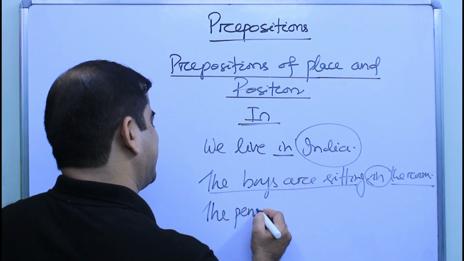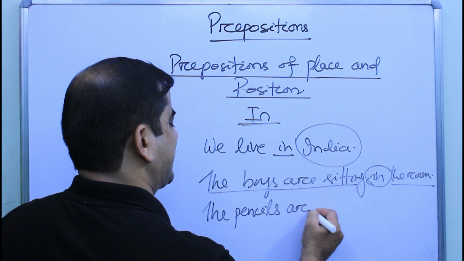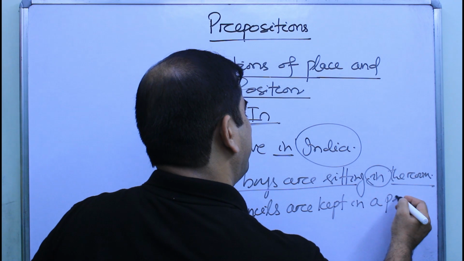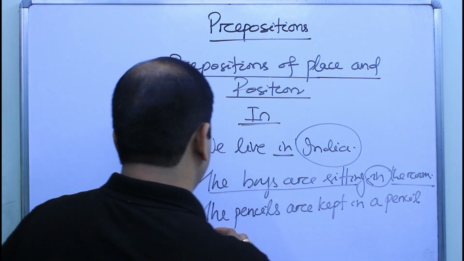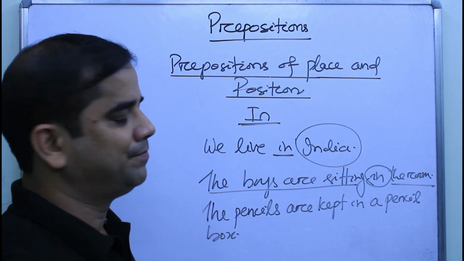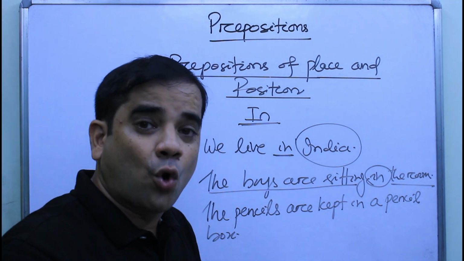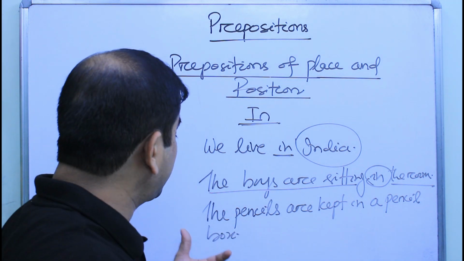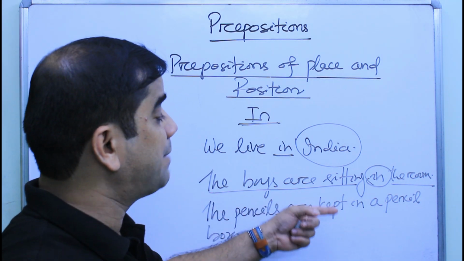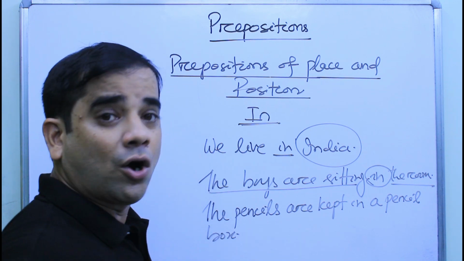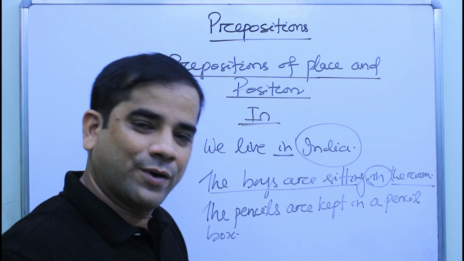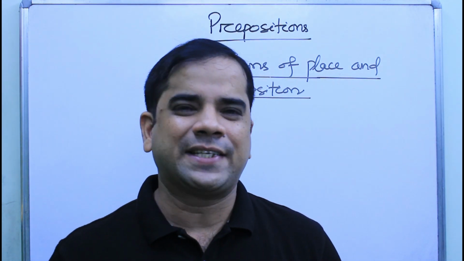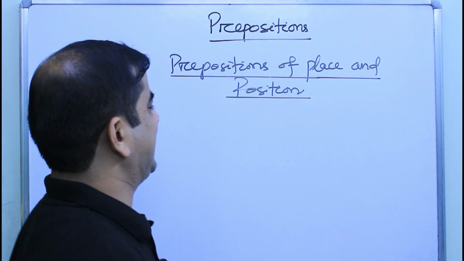The pencils are kept in a pencil box. So pencil box, though it has a small region, but it has some region. That's why the pencils are kept in a pencil box, in a region. Okay, hope you understand. Students, let us now discuss the preposition beside.